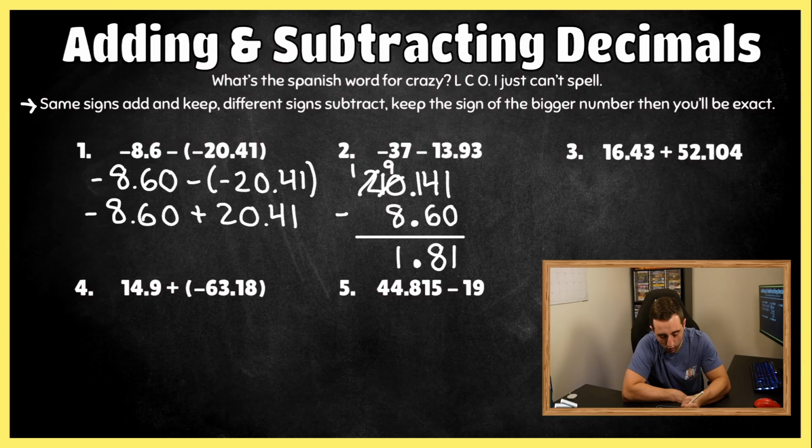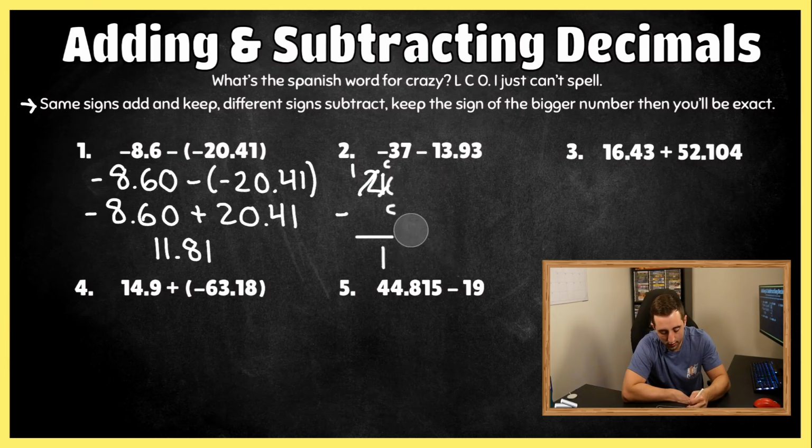9 minus 8 is 1, and 1 minus nothing is 1. So our final answer is 11 and 81 hundredths. Now, the second part of this rule says keep the sign of the bigger number, then you'll be exact. So we want to make sure, well, is our final answer going to be a positive 11.81 or a negative? Well, 20 and 41 hundredths was positive, and that's the bigger number out of the two. So our final answer is going to be positive as well. So that's it for the first one.